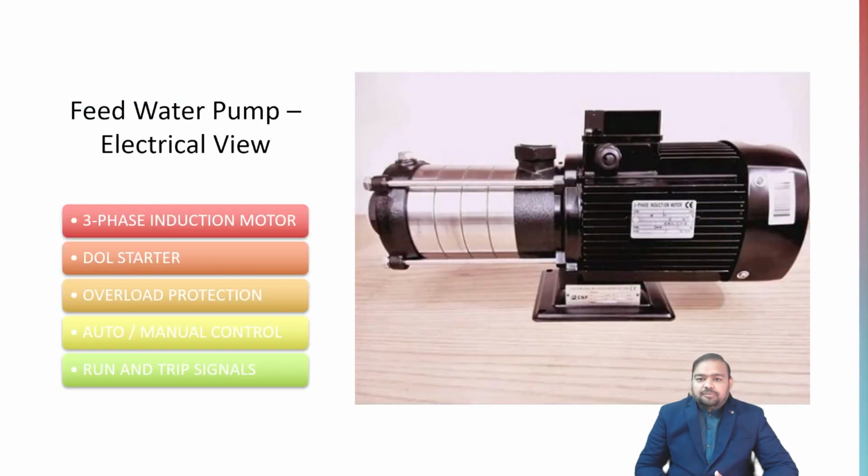The feed water pump is a three-phase induction motor typically rated around 1.5 kilowatt for our system, which is producing 2000 liters per hour. Electrically, it is controlled using a direct online starter circuit. The pump has overload protection, auto and manual control modes, run and trip status signals, and this pump is also interlocked with the raw water low level switch.